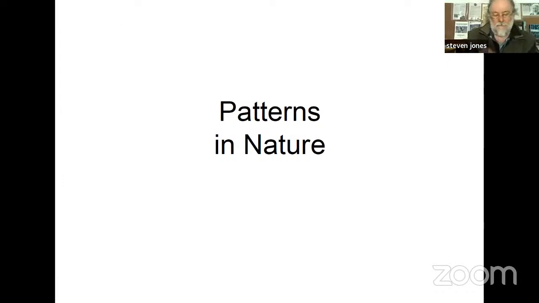patterns in nature. So let's just have a think about generic patterns and types of pattern that we might see.